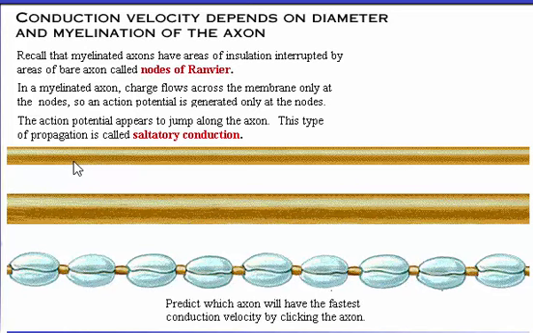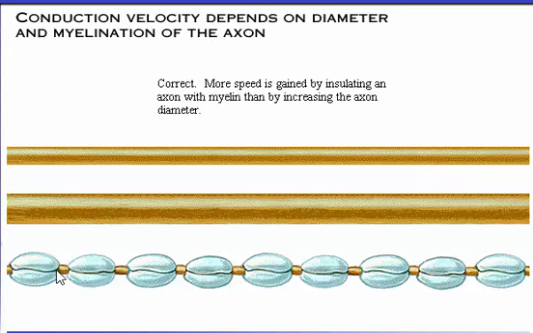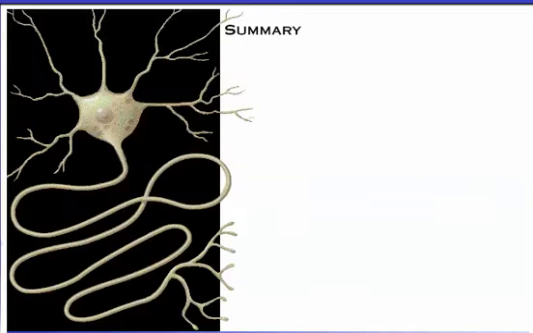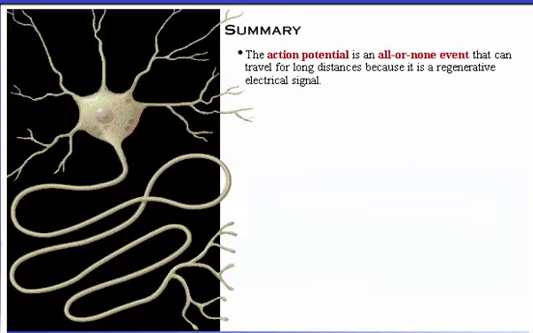Predict which axon will have the fastest conduction velocity by clicking that axon. Correct. More speed is gained by insulating an axon with myelin than by increasing the axon diameter. Here's a summary of what we've covered. The action potential is an all or none event that can travel for long distances because it is a regenerative electrical signal.